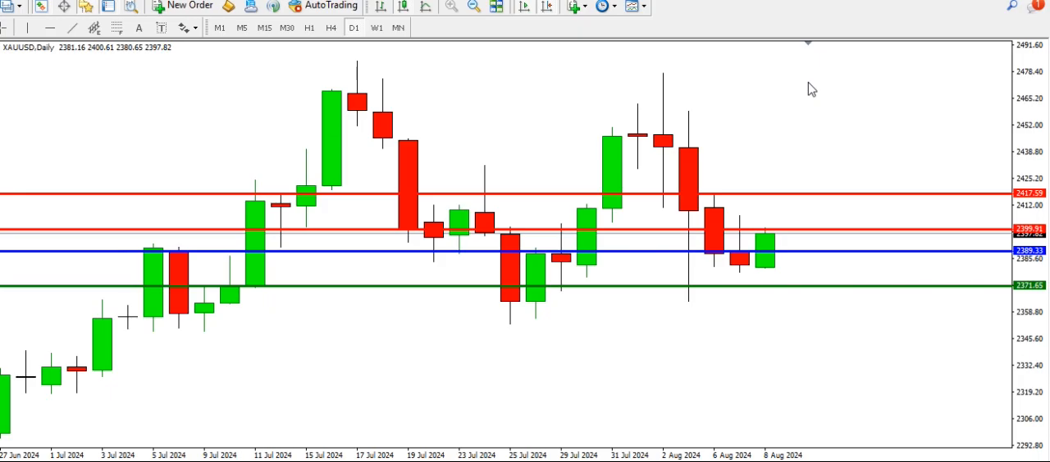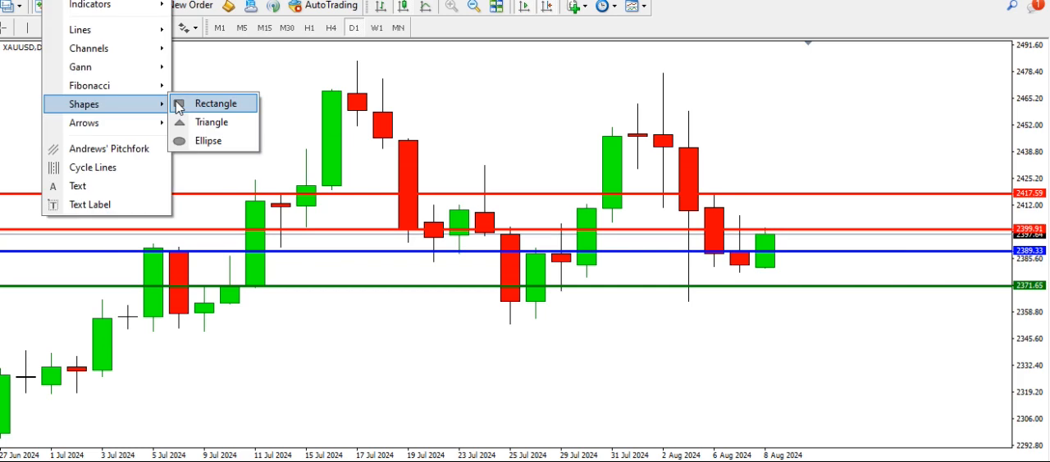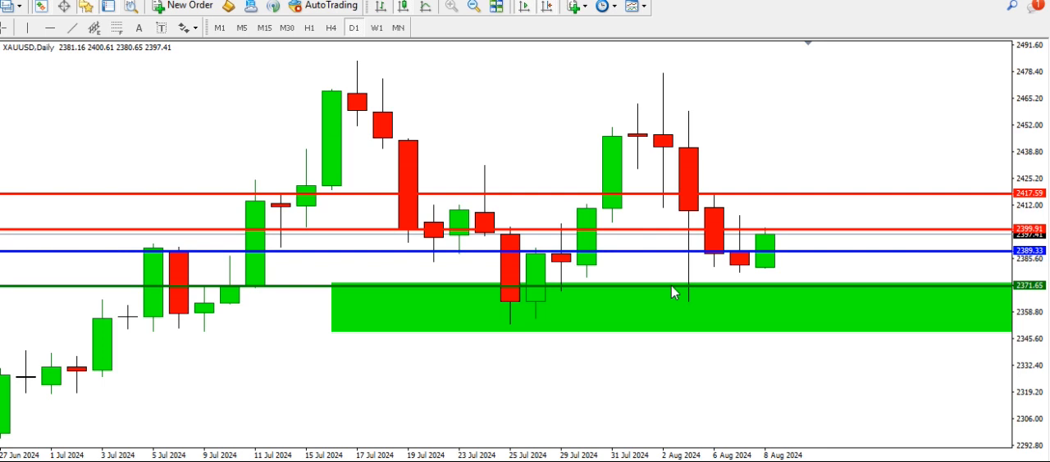All right, leaving us to have a support around here, and I'll presume price has tested the support and is going back to the resistance area. Our resistance area is around here.